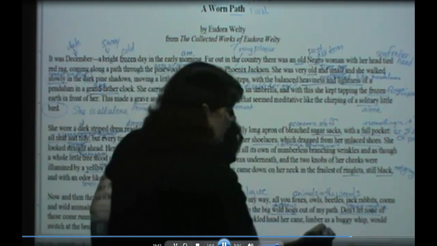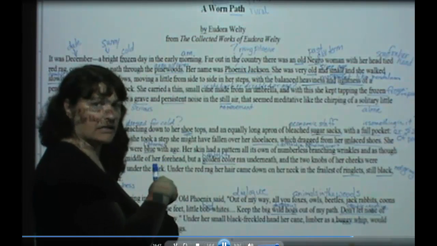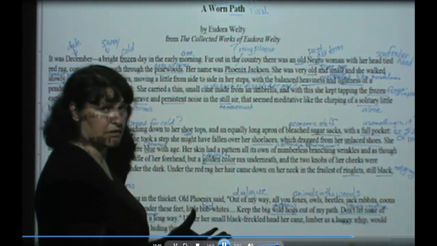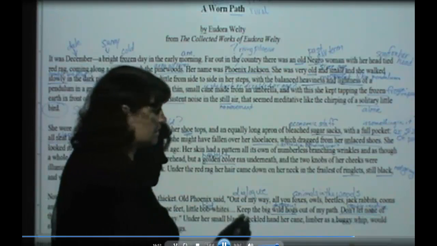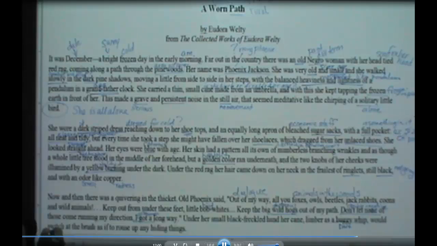So we have a buggy whip, another term that helps lead us back to the past, because typically most of us are not using buggy whips because we drive cars. So this is another reference to the past. Would switch at the brush. This is another term that we wouldn't commonly use in the modern day. We'll just say an old term.